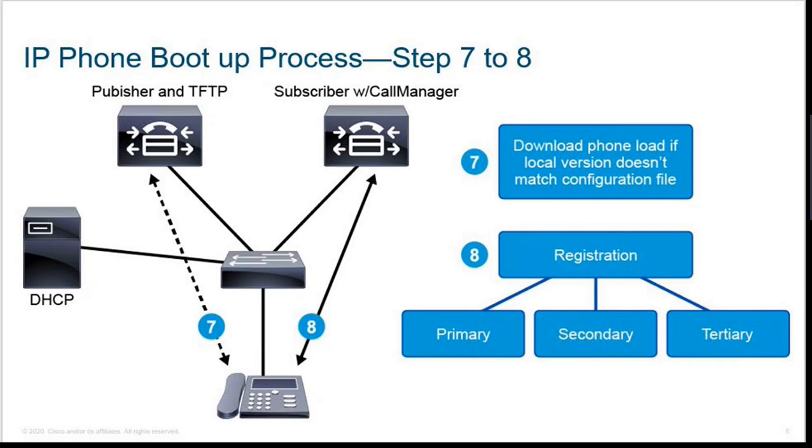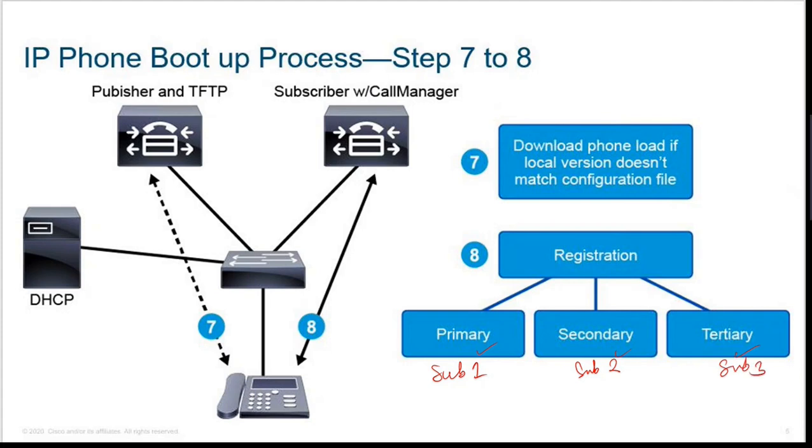If the local version doesn't match the configuration file, the registration will happen in this order: primary, secondary, tertiary. You might have different subscribers, and you want subscriber one to be the primary to register this phone. So this phone should be registered on subscriber one or get information from subscriber one. As we know, if you have multiple subscribers, there is data replication between those subscribers. In case subscriber one goes down, you have to configure subscriber two as the secondary. It's your choice, whatever subscriber you want to mix, primary, secondary, tertiary, we can do that here. So this is for high availability.